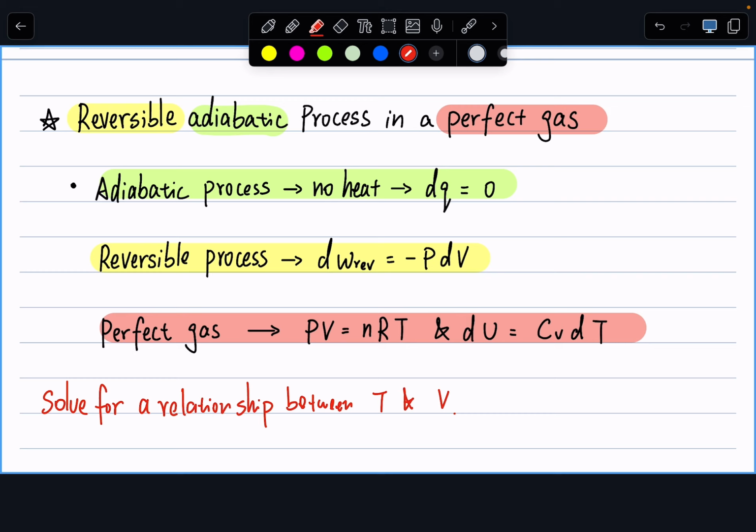Yes. How did you know that CV was a constant or not? Oh, so this one we're talking about ideal gases. So for ideal gases, CV is a constant.